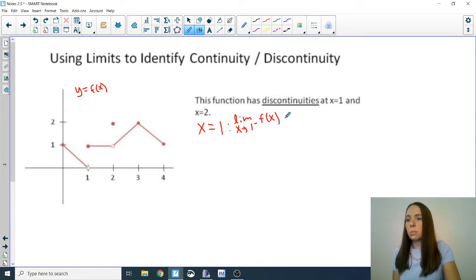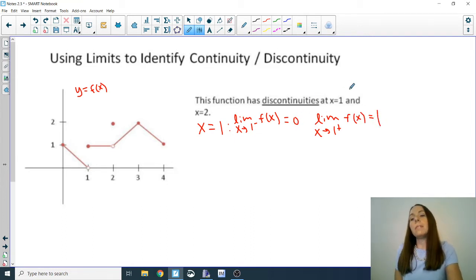The limit as x approaches 1 from the left of f of x, look at what's happening there. So approach x equals 1, but stay on the left, and you're going toward a y value of 0. However, the limit as x approaches 1 from the right of f of x is equal to what? Approach x equals 1 from the right, but stay to the right of x equals 1. What's the y coordinate you're at? That's 1.